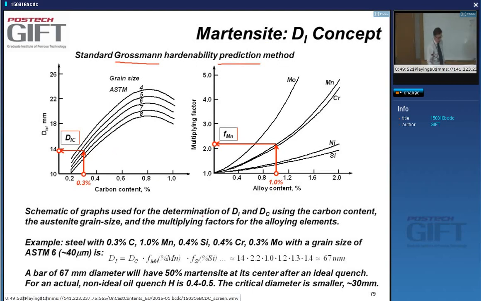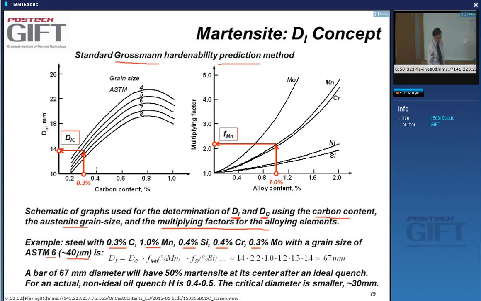So remember, we want to determine two factors: DI, and then you also have DC. In order to determine DI, I need to first have this parameter DC. And DC is a function of carbon content, austenite grain size, and factors for multiple elements. So say I have an example here. It's a steel with 0.3 carbon, 1.1% manganese, 0.4 silicon, 0.4 chrome, and 0.3 molybdenum. And it has a grain size of 6, which is 40 microns.